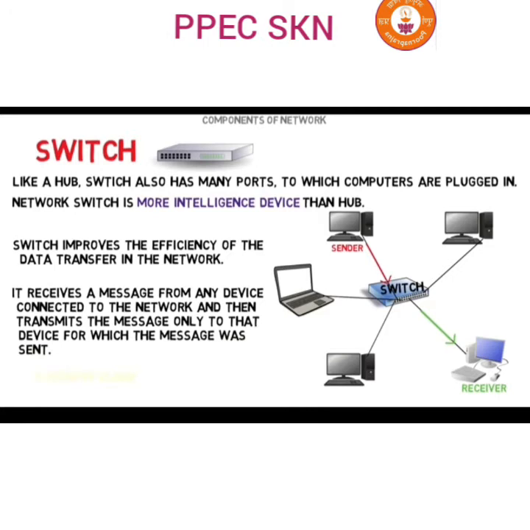Like hub, switch also has many ports to which computers are plugged in. Network switch is a more intelligent device than hub. Switch improves the efficiency of data transfer in the network. From this figure you can make out the sender sends the data to the switch. The switch will directly provide it to the particular receiver. It does not provide that packet of data to any other devices connected to the switch. So it receives a message from any device connected to the network and then transmits the message only to the device for which the message was sent.